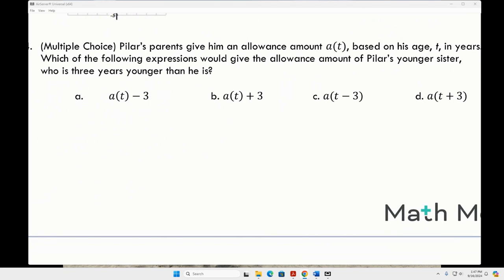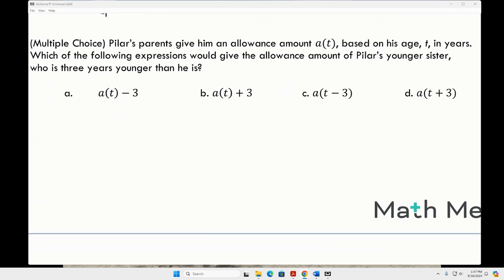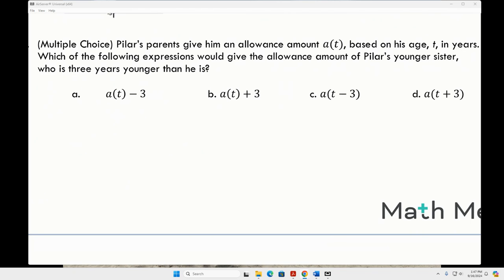Okay, and then this last one kind of threw people off last period, but I don't know, maybe they overthought it. Pilar's parents give him an allowance amount A of t based on his age, which is t years. Which of the following expressions would give the allowance amount for his sister, who's 3 years younger than him? So do you think we should take that 3 and subtract it from his allowance, add it to his allowance, subtract it from his age, or add it to his age? Which choice do you think would make sense? Definitely C. 3 years younger, you subtract 3 from his age. Okay.